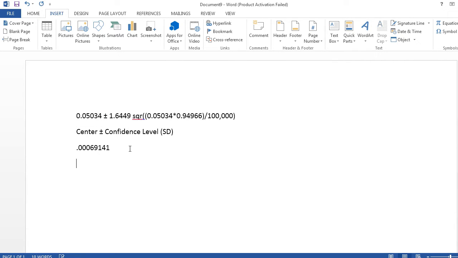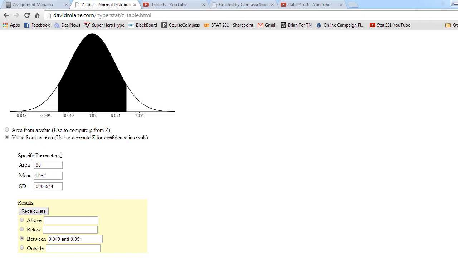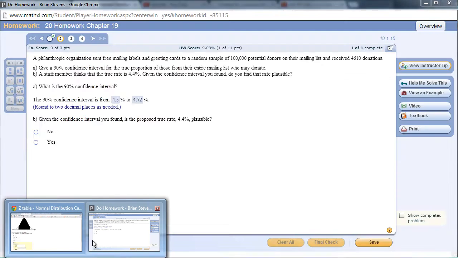There's a different problem that I worked on where it asked me n, little n, equals 100,000, and x equals 5,034. So with n of 100,000 and x of 5,034, we would get the center of about 5%. It wanted a 90% confidence interval, and that might be the hardest thing to find. You can use your David M. Lane applet to get that, because if we ask for a 90% confidence interval on the standard normal, we will get 1.6449, or 1.645, but I carried it out another decimal place.